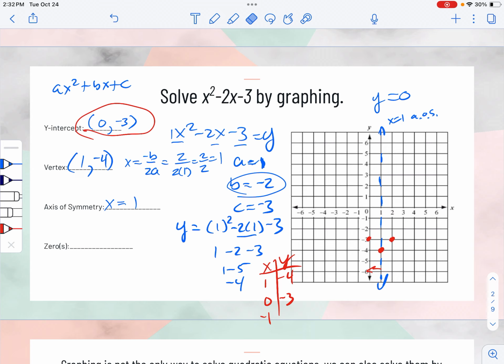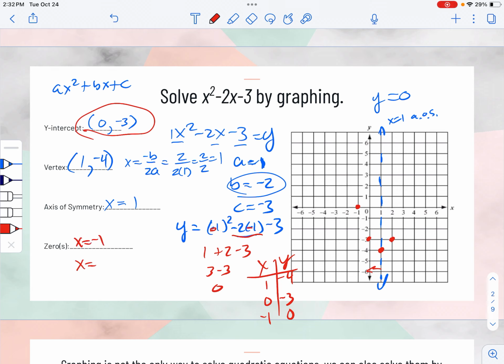And now I'm going to plug in -1 and figure out what that's going to be. So plug in a -1 here. -1 squared is still 1. -2 times -1 is positive 2, minus 3. That's 3 minus 3, or 0. So (-1, 0) is right there. That's where the graph crosses the x-axis, so that's going to be my first zero, x equals -1.